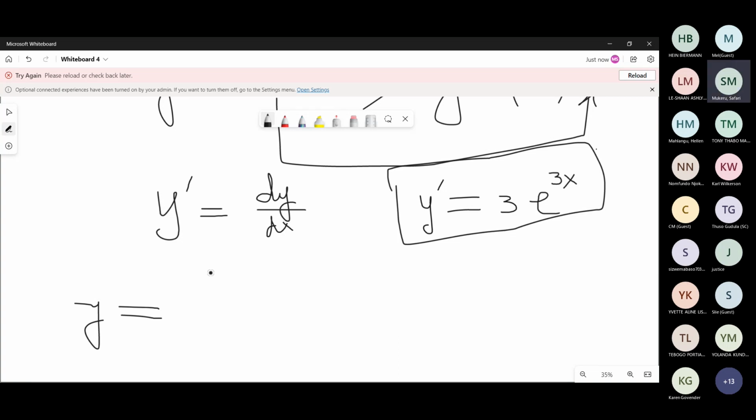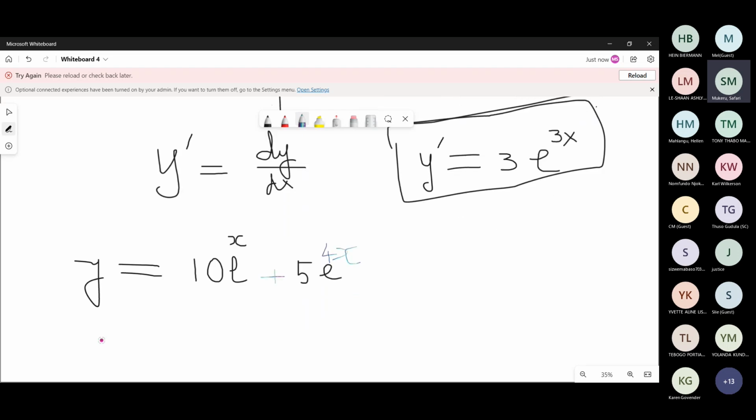Let me consider this function: 10 e power x plus 5 e power, for example here, 4x. Typing with the mouse is always very hard. I'm sure when I have my computer, it won't be like this. Maybe we'll be done with the module. Okay, how do you find the derivative of this function?